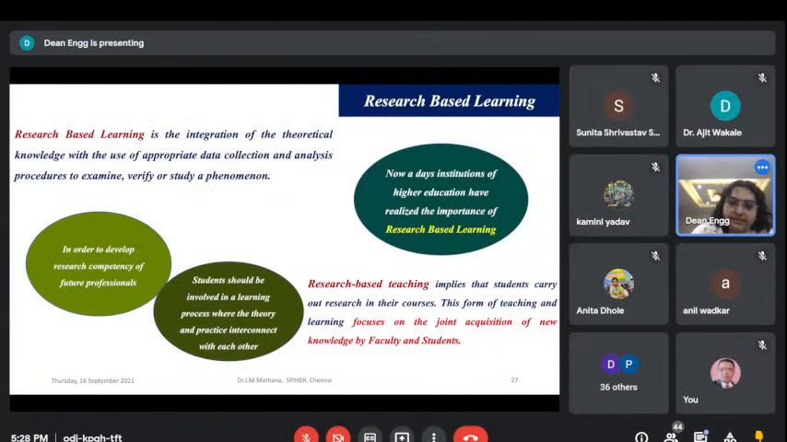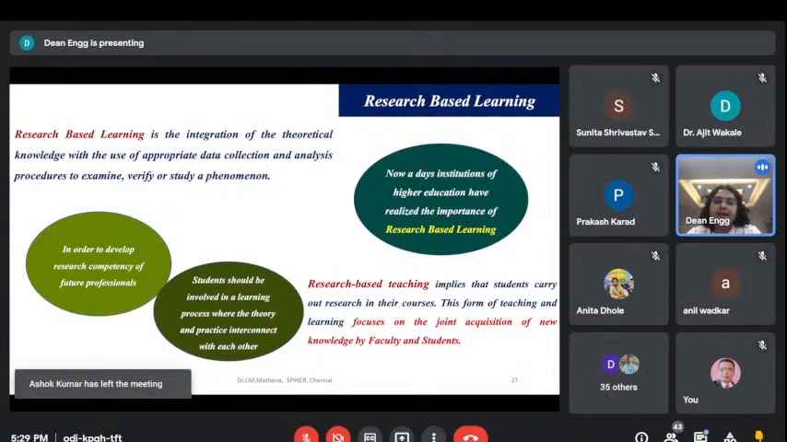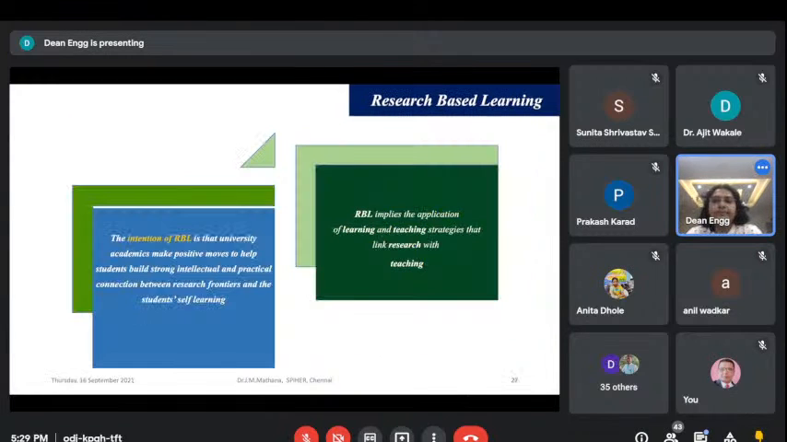Normally in a theory course, we study only theory, or we study the corresponding lab. But here, in each course or each subject, research is also involved. How will we see? Research-based teaching implies that the students carry out research in their courses. This form of teaching and learning focuses on the joint acquisition of new knowledge by faculty and students.